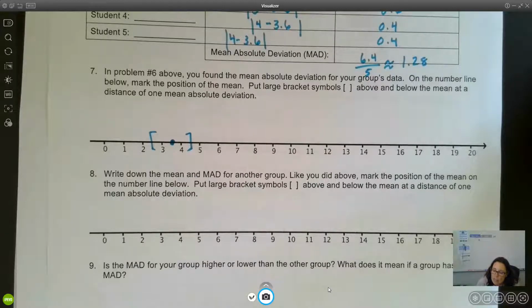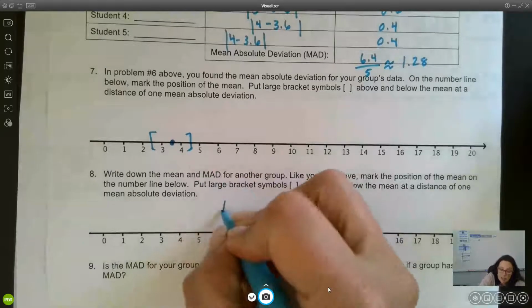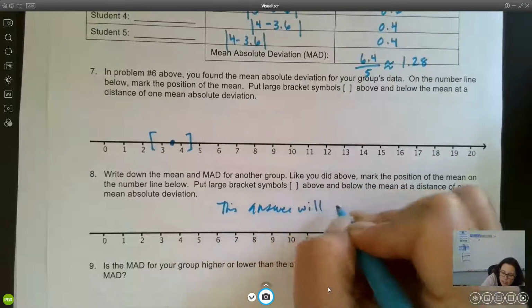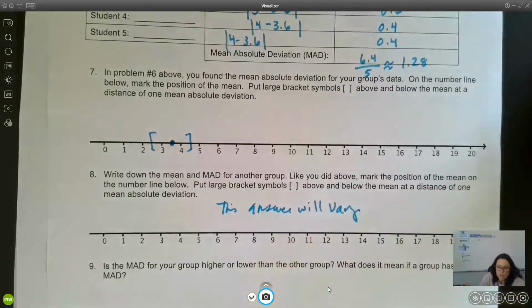Okay, now it says write down the mean and MAD for another group like you did above. Mark the position of the mean on the number line below, put large brackets, symbols above. Okay, I don't have another group, so I'm going to have to skip number 8. That will vary. This answer will vary depending who you ask.